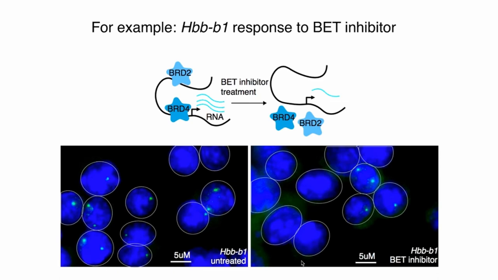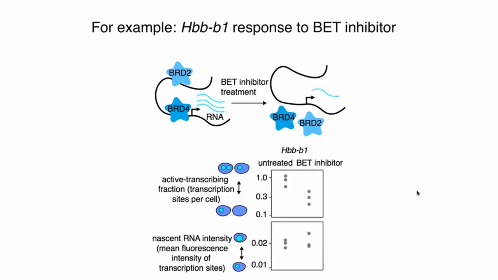And so looking at the beta globin gene in erythroid cells, these green sites are nascent RNA FISH, measuring nascent transcripts of beta globin. What you can see on the left, there are many transcription sites. On the right, there are fewer, but they are just as bright. So the nascent RNA intensity is equivalent, even when you treat with that drug. And I'm quantifying that here for three biological replicates. The fraction of gene copies transcribing goes down by about threefold, but the nascent RNA intensity is unchanged.